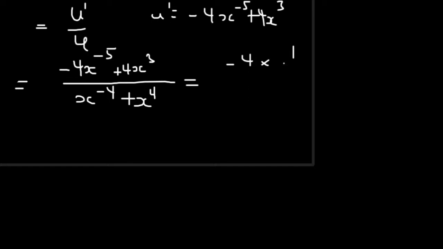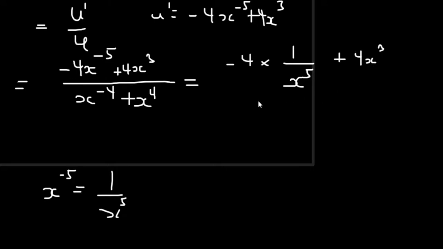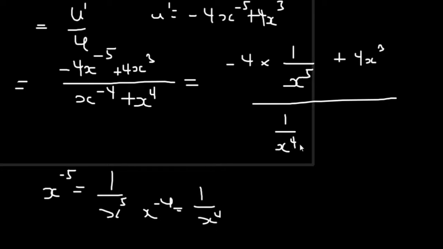times 1 over x to the power 5, because I have x to the power minus 5. If I want to take out the negative, I have to write it in fraction form this way. So now I can take out the negative. That's how come I have this. Plus 4x to the power 3, all over this side. I have x to the power minus 4, so I can write it as 1 over x to the power 4, so that I can take out the negative. So I'll have 1 over x to the power 4 plus x to the power 4 over here. So this is what I have now.